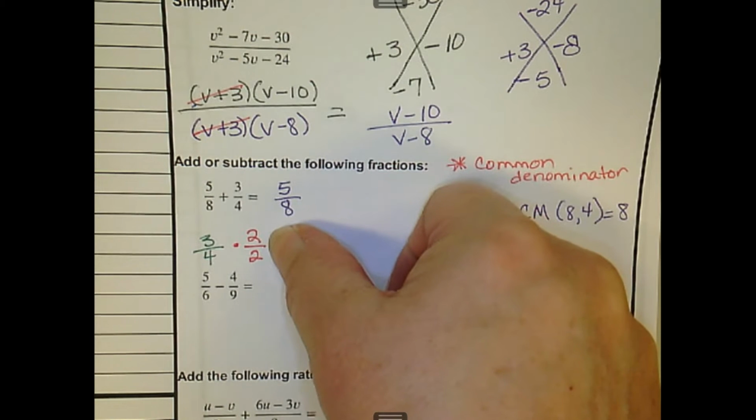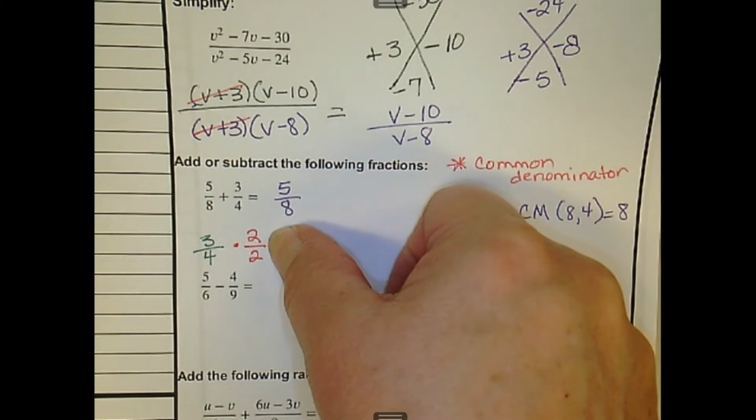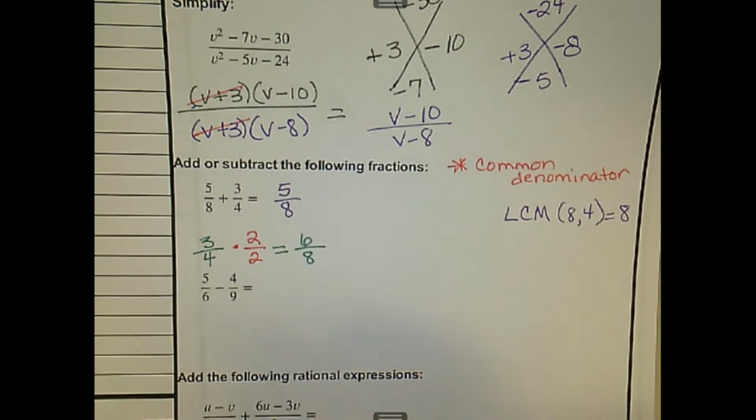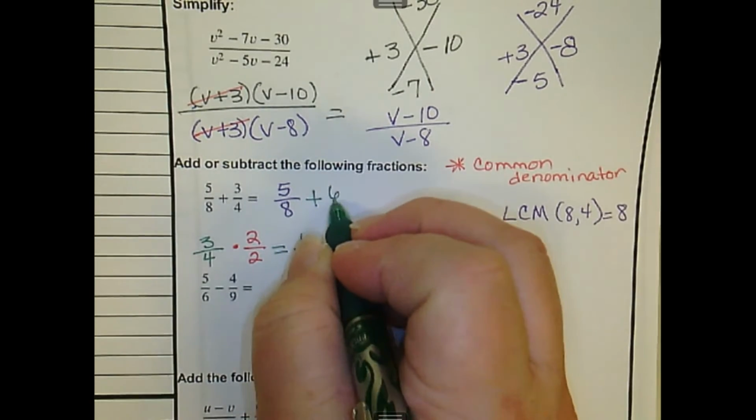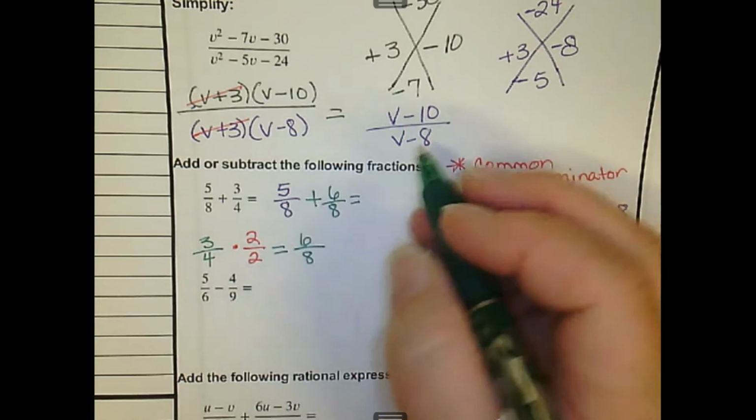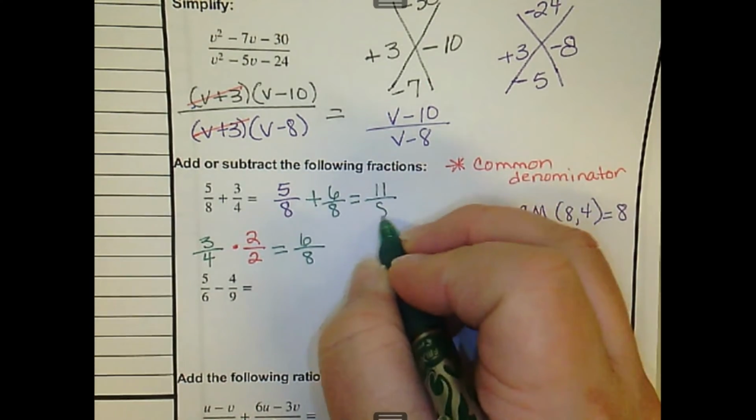If you notice, what we really are multiplying by is a form of 1. 2 divided by 2 is 1. So this is plus 6 over 8 equals 5 plus 6 is 11 over 8. And we're done.